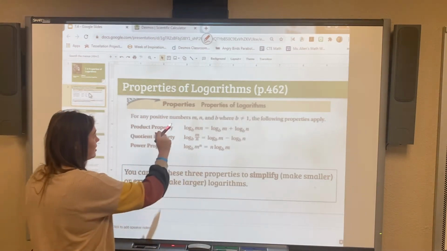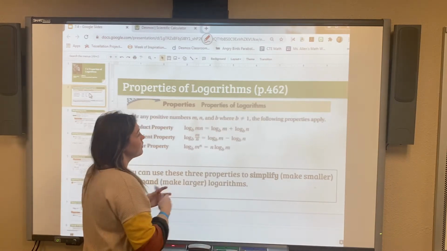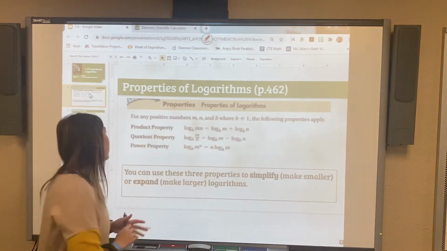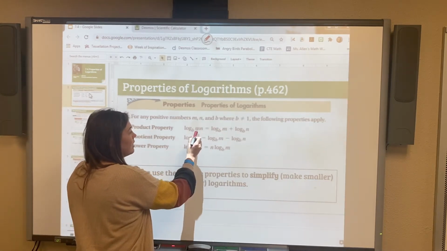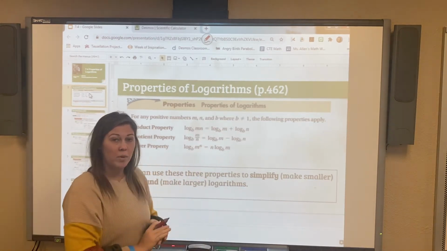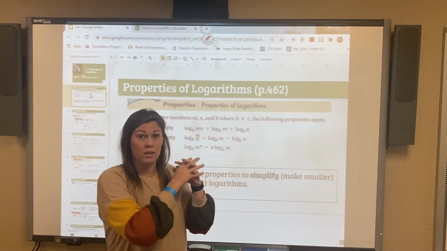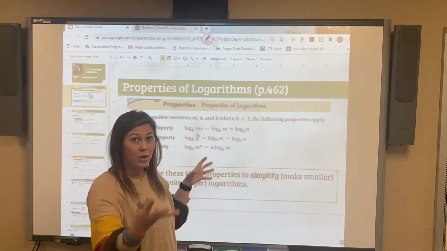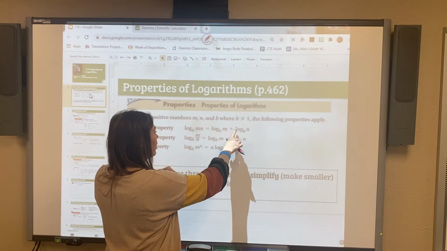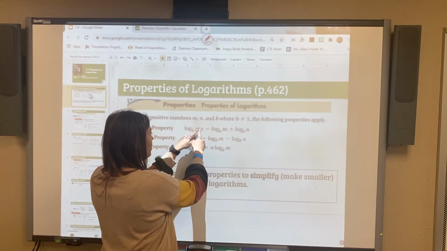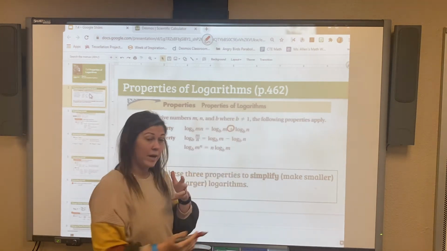For any positive numbers m, n, and b, where b does not equal 1, the following properties apply. If we have the product property, log base b of m times n, what we can do is separate that. If we have two things being multiplied together with log base b, we can separate it to say log base b of m plus log base b of n. So if these are multiplying, we can separate it by addition, okay?